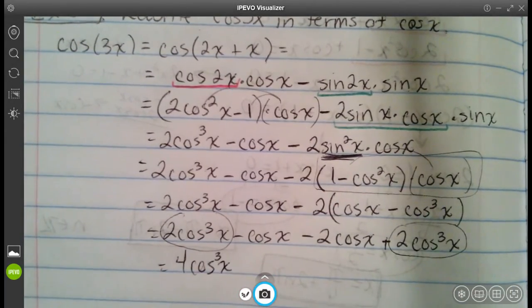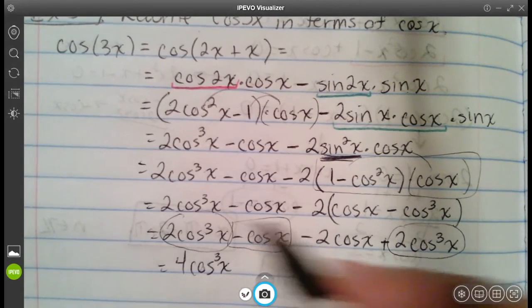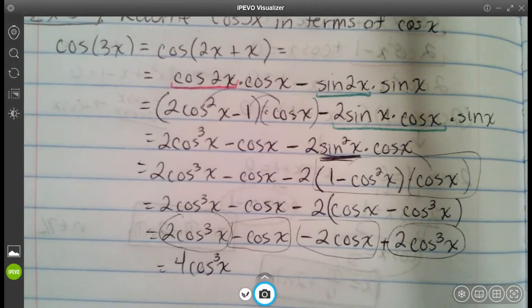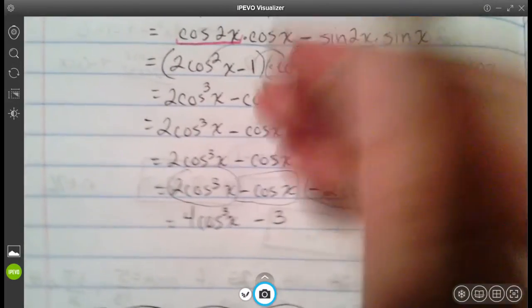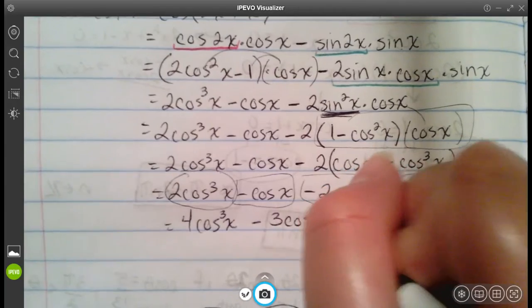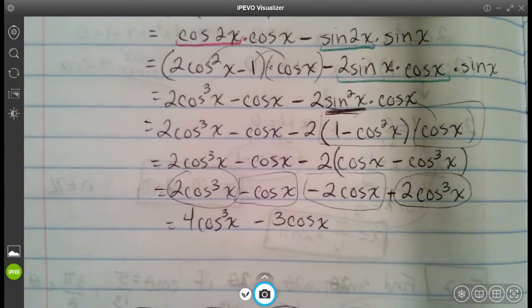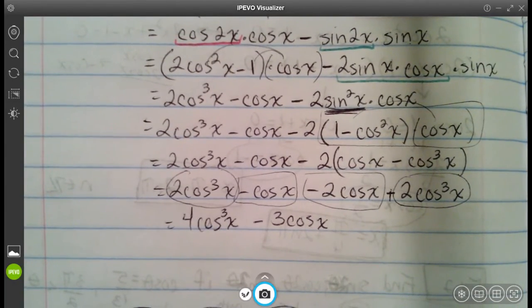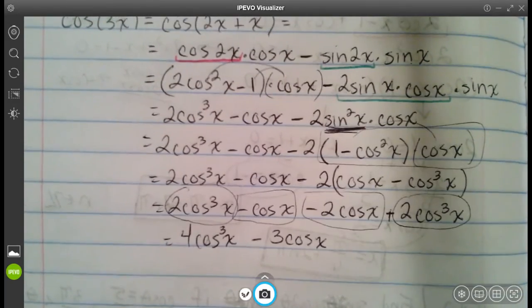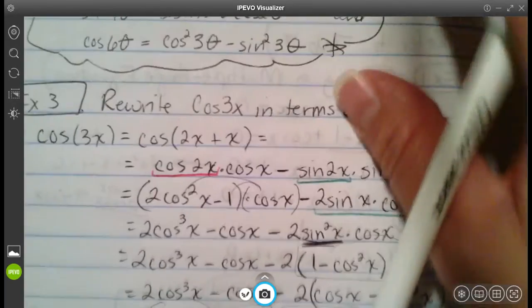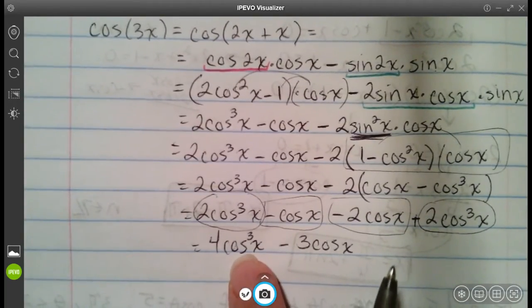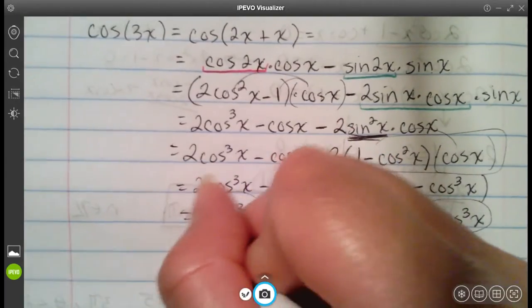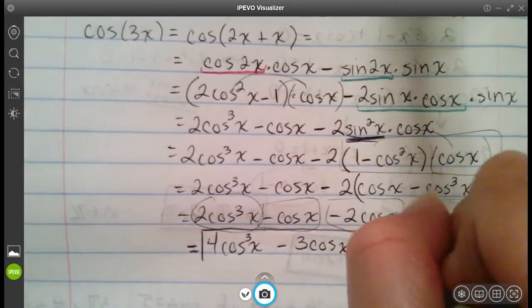And then I can also combine these two, negative cosine x, negative 2 cosine x, which gives me negative 3 cosine x. And I believe that that is it, because we wanted this to be in terms of cosine of x. That was the whole point of the problem. So we wanted to get rid of those double angles, right? And we did. We have cosine of x. This one's cubed, but it's still cosine of x. So we are finished with this problem.